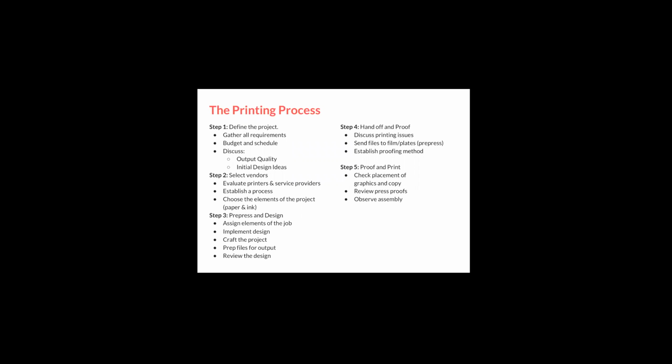So the printing process, what we think about, there's these 5 steps, and we'll be breaking it down into details here, but for the most part, step 1 is defining the project. That's typically what you do when you get a project. You gather all the requirements, you budget and schedule, and we'll go into this in a little bit more detail in the next slides. You'll discuss the output quality and initial design ideas within this process step. Step 2, select vendors, evaluate printers and service providers, establish a process, choose the elements of the project, paper and ink.